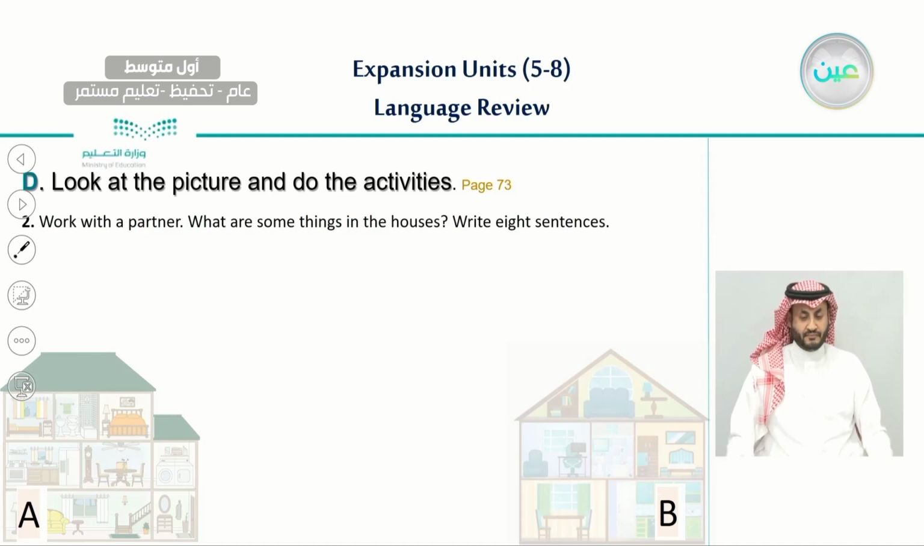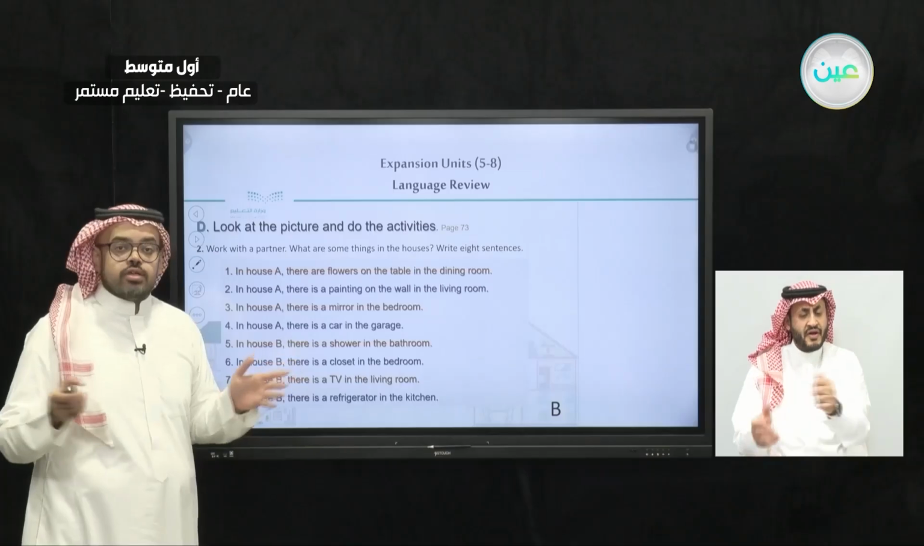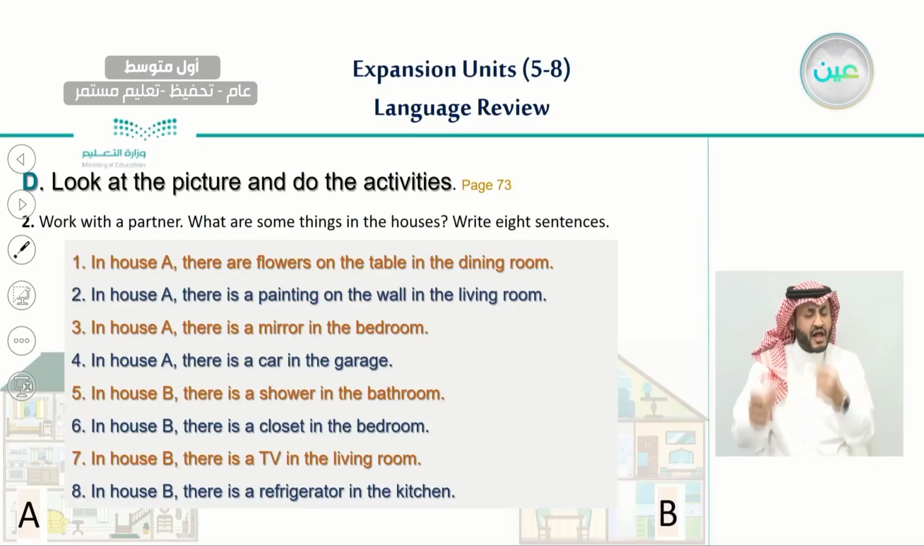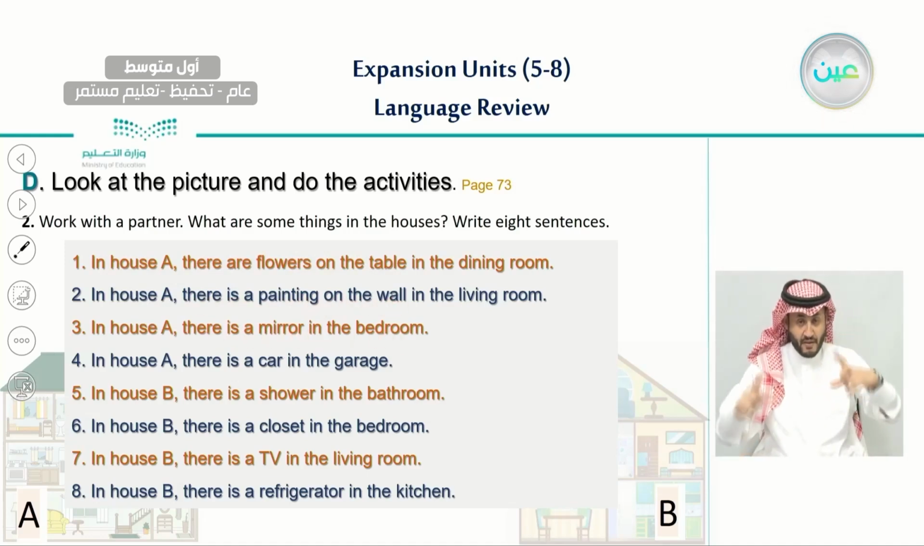The other exercise we have, the D exercise on the same page, is to talk not about what people are doing, but about what some things in the houses are. Just write about the things that we can see in houses. For example, in house A, there are flowers on the table in the dining room. In house A, there is a painting on the wall. In house A, there is a mirror in the bedroom. In house A, there is a car in the garage.